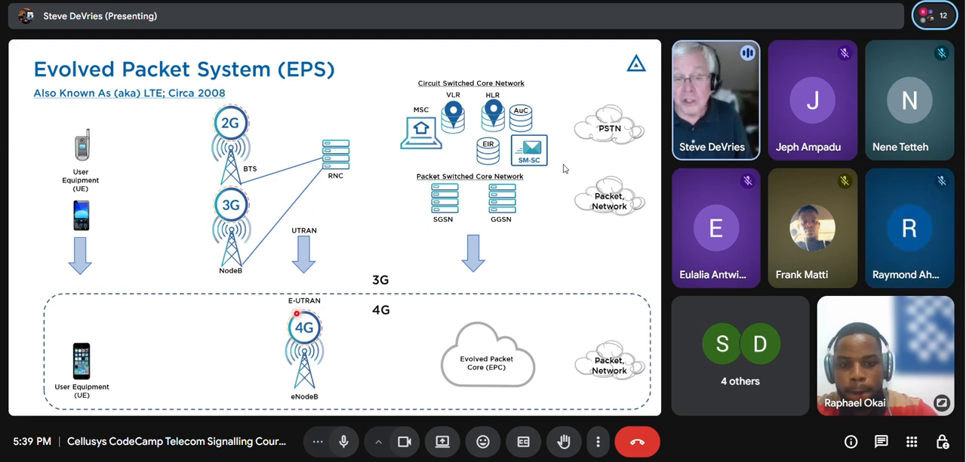This now in 4G became the enhanced node B. And it's all rolled into one. The controller and the cell tower was basically in one unit. And then instead of a separate circuit switched core network and a separate packet switched core network, this was the new network called the Evolved Packet Core. That's what we want to look at now, the Evolved Packet Core.